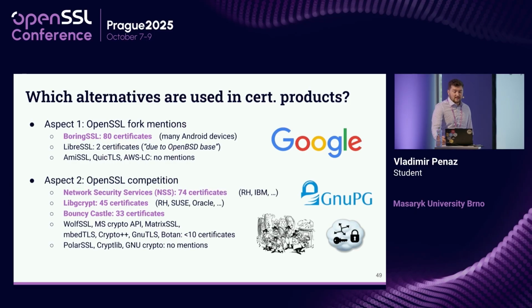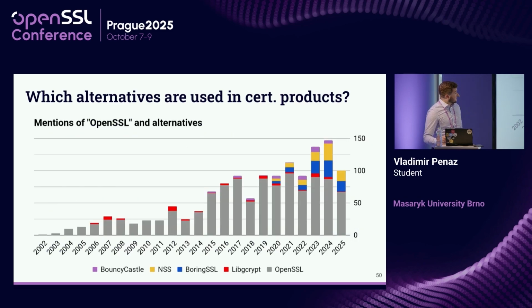And then we have a second category, which is the competitors of OpenSSL, where we can see the leader is NSS with over 70 certificates, mostly used by RH and IBM. Same here with libgcrypt, mostly used by RH, SUSE, and Oracle. There is a chart of the forks and alternatives for OpenSSL, and still we can see that OpenSSL is the strongest player in the field.